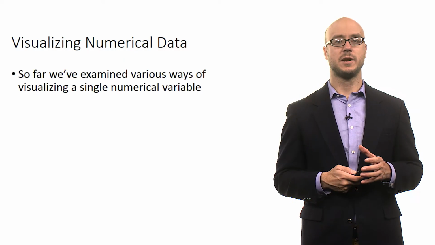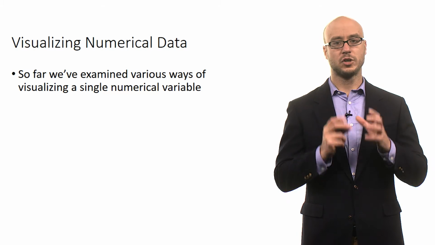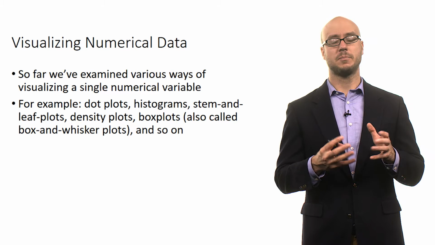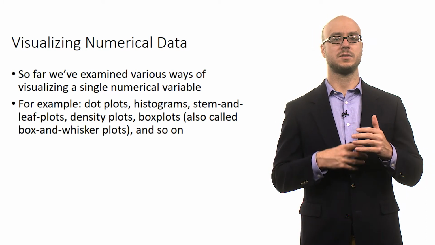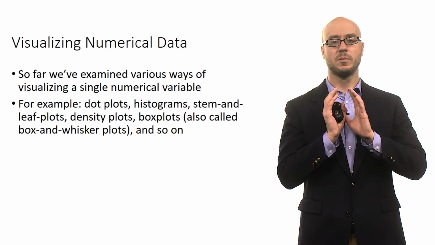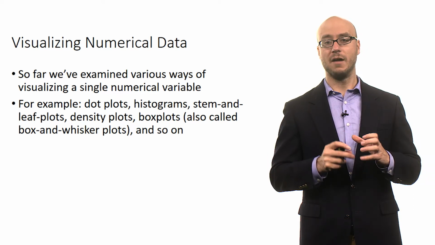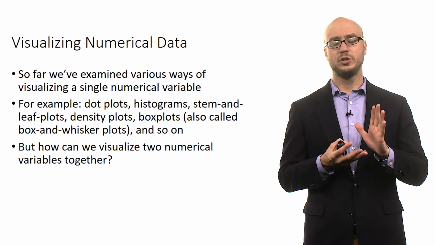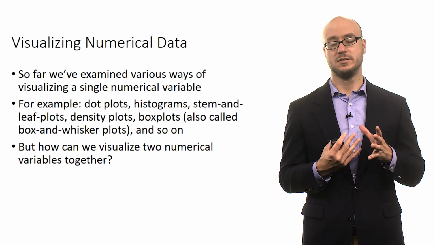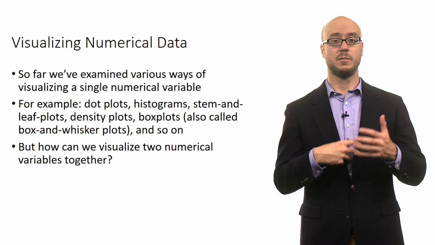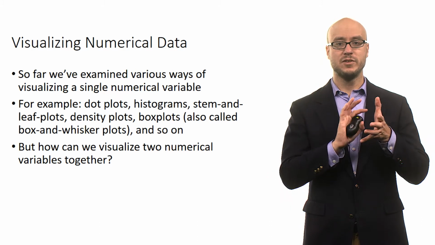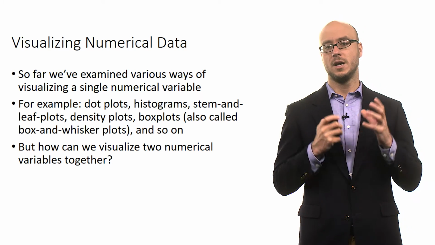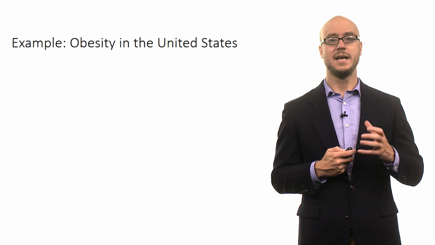So when we visualize numerical data, so far we've looked at really just a single numerical variable. We have dot plots, histograms, box plots, also known as box and whisker plots, but the point is there are lots of different tools we have for visualizing a single numerical variable. But how about two numerical variables together? How can we visualize those? With two categorical variables, we've talked about mosaic plots as a way of visualizing two categorical variables. But for two numerical variables, we can use something called a scatter plot.